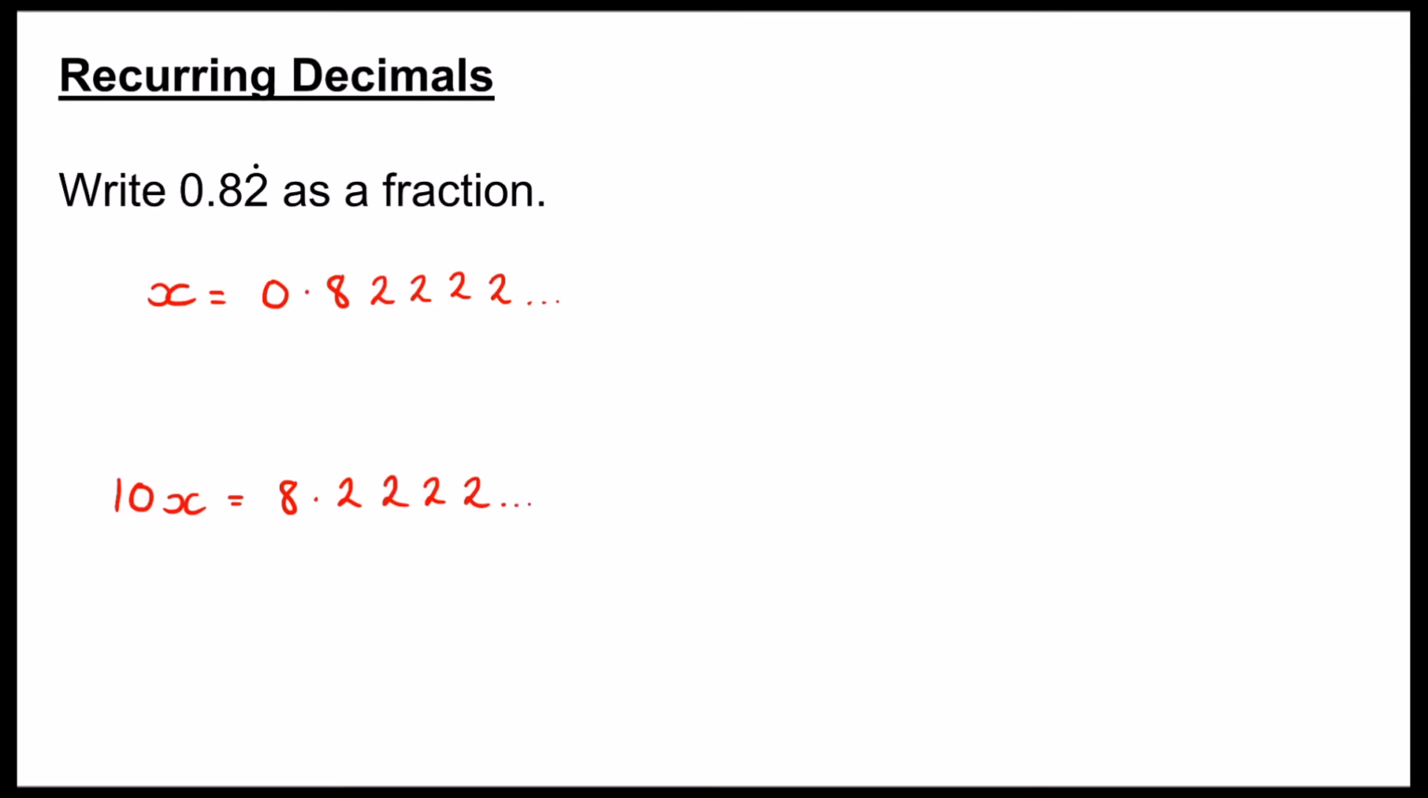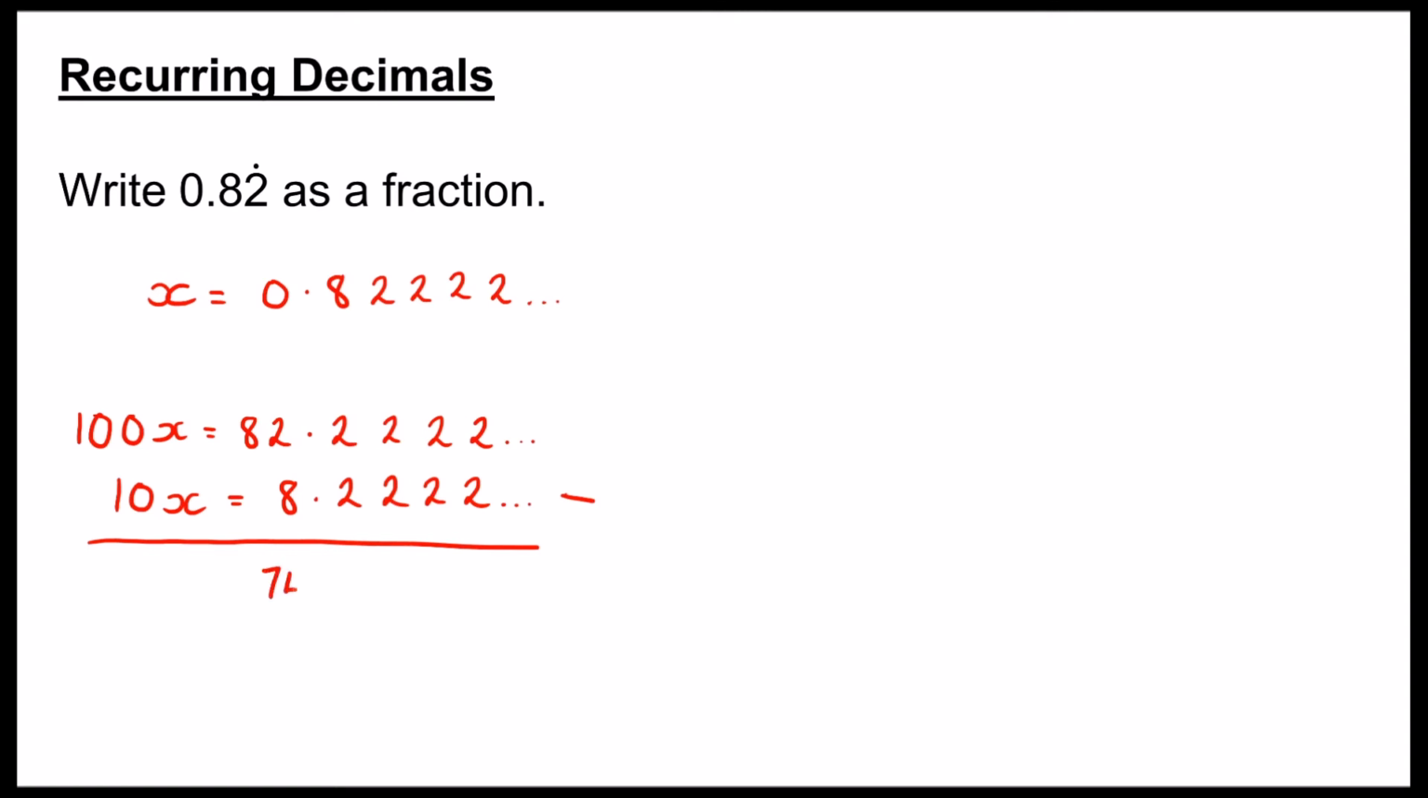If I multiply the original equation by 100, I also get 100x is equal to 82.2222 and so on. Notice how the recurring parts of both of these two equations are the same, and therefore if I was to subtract them, it would all get cancelled out. So if we do this, all of the recurring 2's would cancel out, and I get 82 subtract 8.